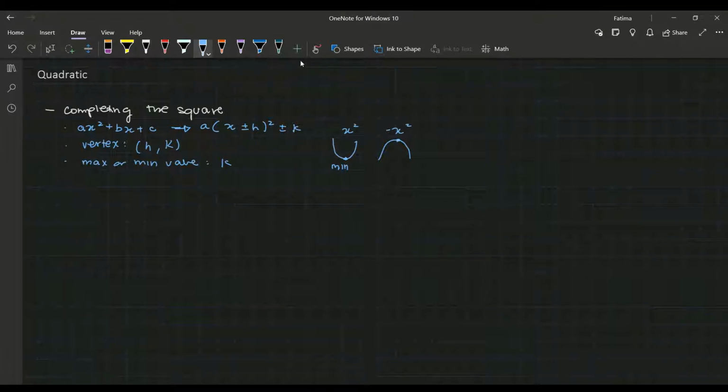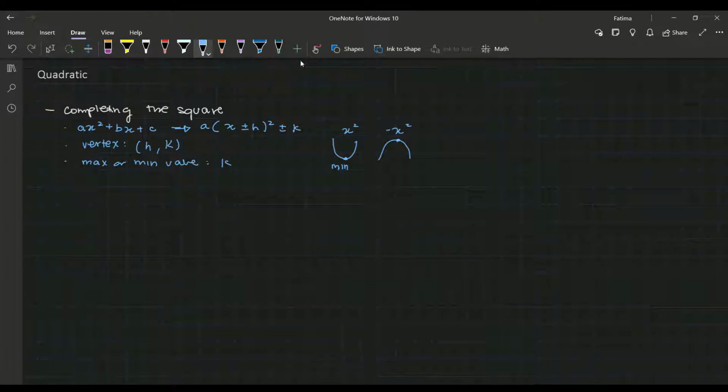Now one thing to note is that when you're taking the coordinates of the vertex, it will be the opposite for h. So for example, if our equation is a bracket x plus h whole squared plus k, then our coordinates will be minus h, k. So it will be the exact same for k, but the opposite sign for h. And for the maximum or minimum value, it will be the exact same for k.